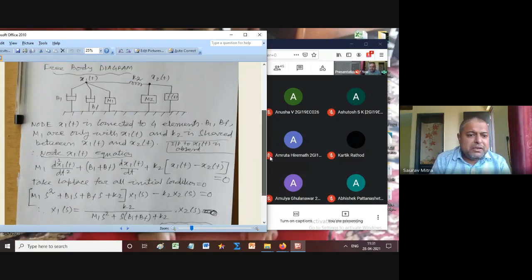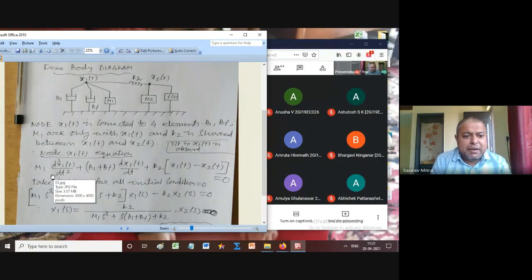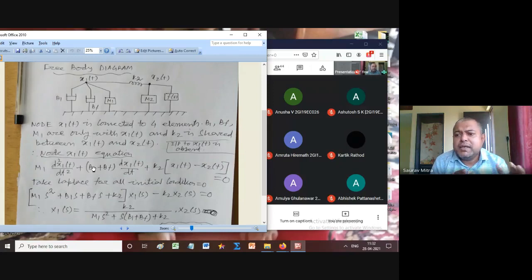So I'm writing the equation at x1(t). The first term you can write down as m1 d2x1(t)/dt2. There is no confusion in that, because m1 is connected only to x1. Mass is always connected to only one displacement. Mass is not generally connected to two displacements. What about BF? BF and B1 can be added, so these two are the same friction components.